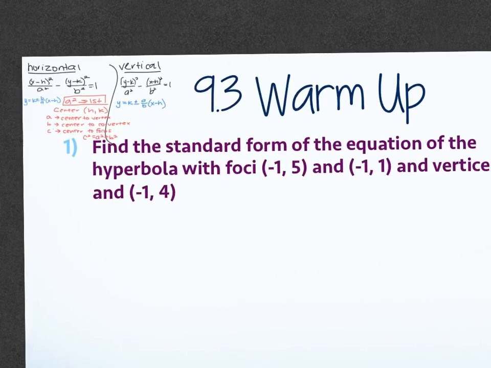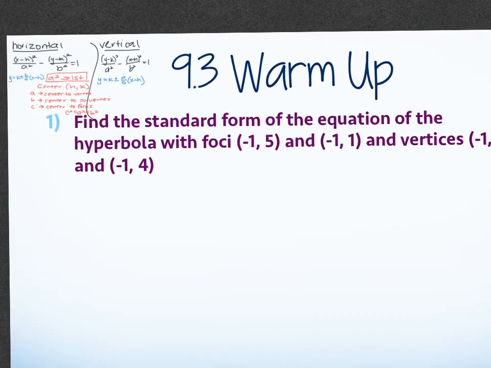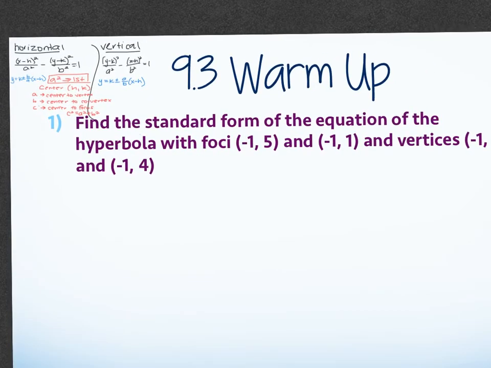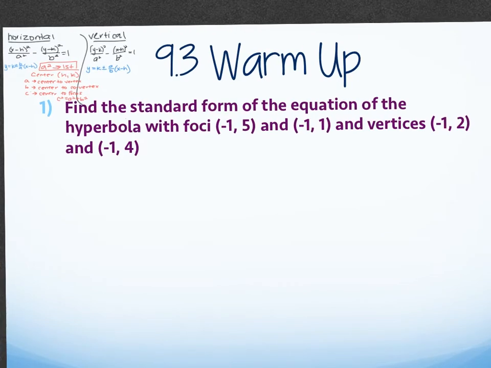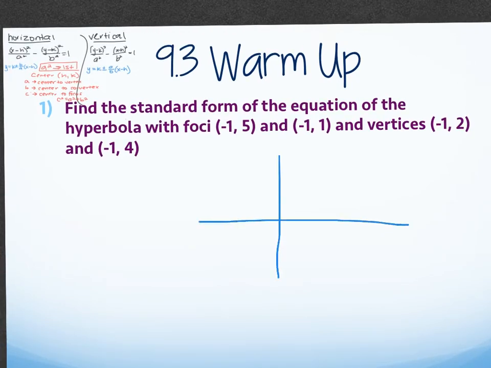So number 1 says find the standard form of the equation of a hyperbola with foci negative 1, 5 and negative 1, 1 and vertices negative 1, 2 and negative 1, 4. So if this were to happen on your test and you don't have your graph, you want to make sure you can kind of graph it as accurately as possible. So foci negative 1, 5 is here and negative 1, 1 is here. And then vertices negative 1, 2, and negative 1, 4.